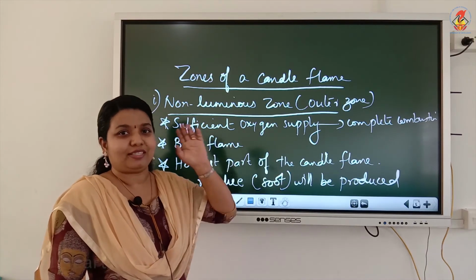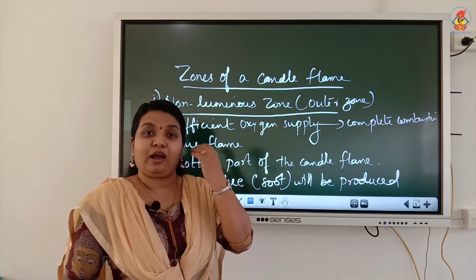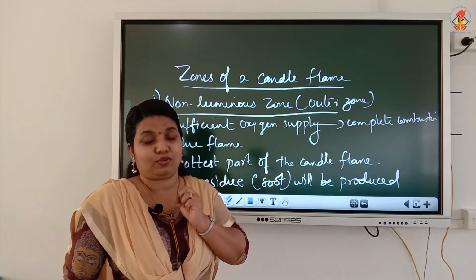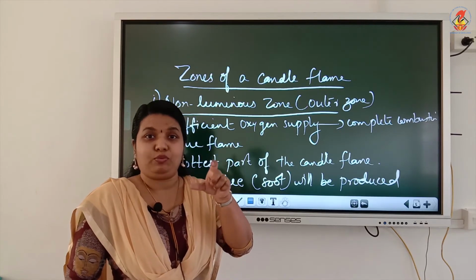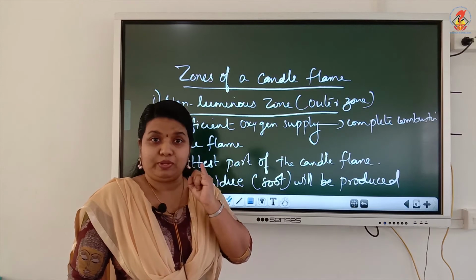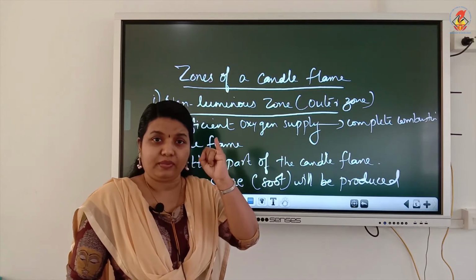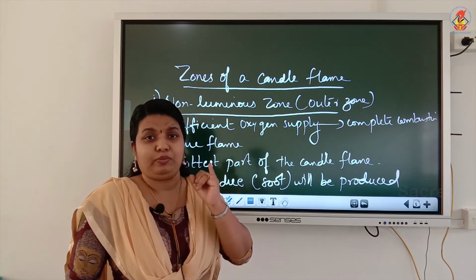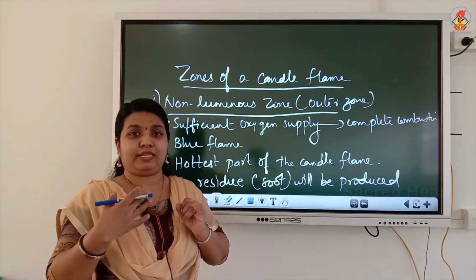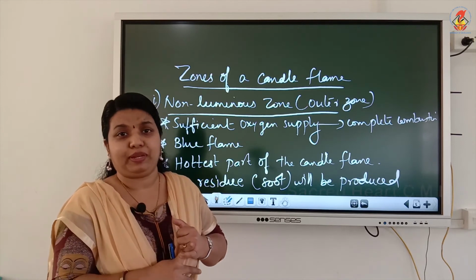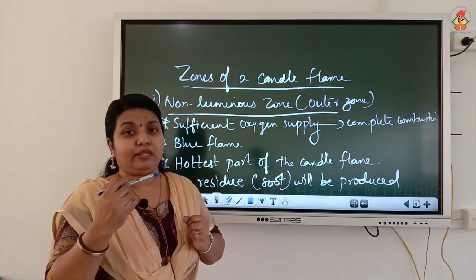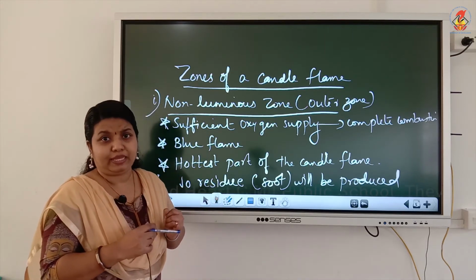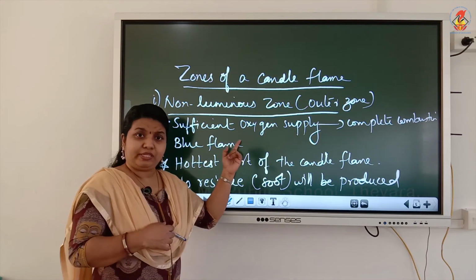Okay, so this is the first zone of the candle flame, the outermost zone known as the non-luminous zone. So what are the features of this non-luminous zone? The non-luminous zone is produced by the complete combustion of the fuel. In the non-luminous zone, there is excess of oxygen supply, so complete combustion of the fuel takes place. So the color of the flame is blue.